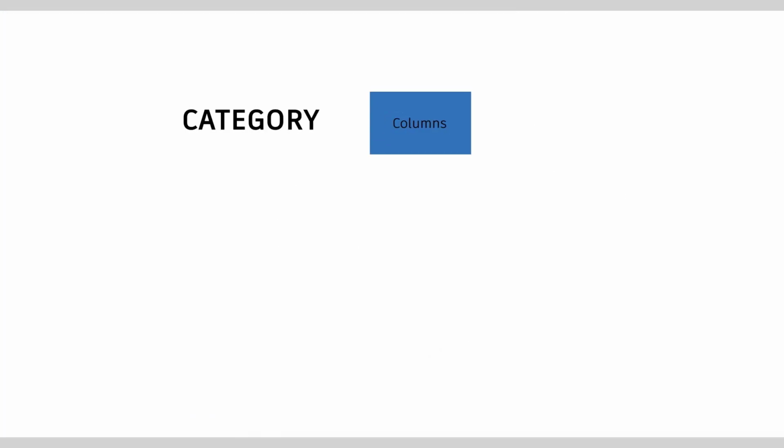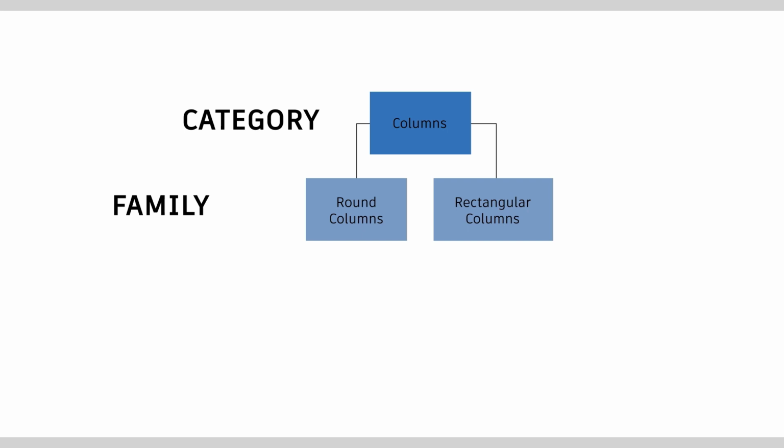Each category is then further organized into what are called families. A family is a subgroup which further sorts the elements in a category into specific groups based on a property. For example, the columns category is broken up into a round column family and a rectangular column family. Each of these families can have several types.